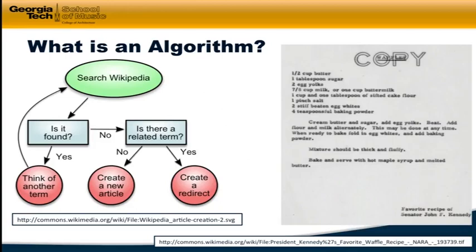So most of you are probably familiar with what an algorithm is, but just in case not, an algorithm is essentially a set of steps that you follow to get something done. This can be done by a human, or it can be done by a computer. And there's a lot of popular representations of algorithms that we're all familiar with.